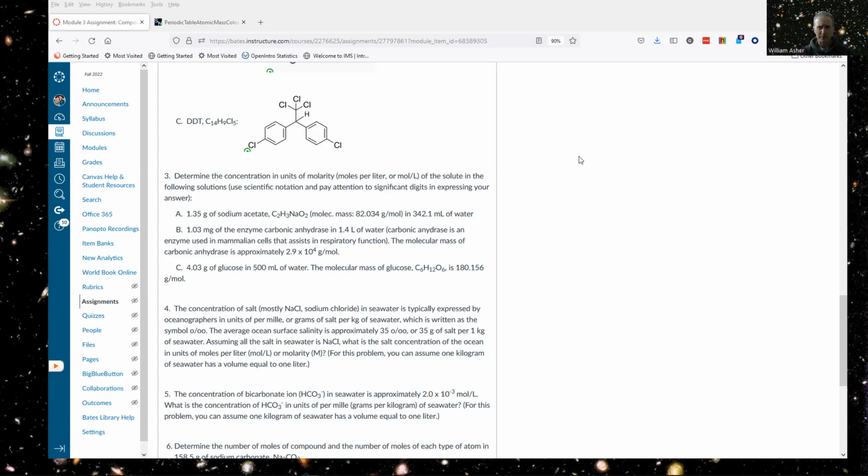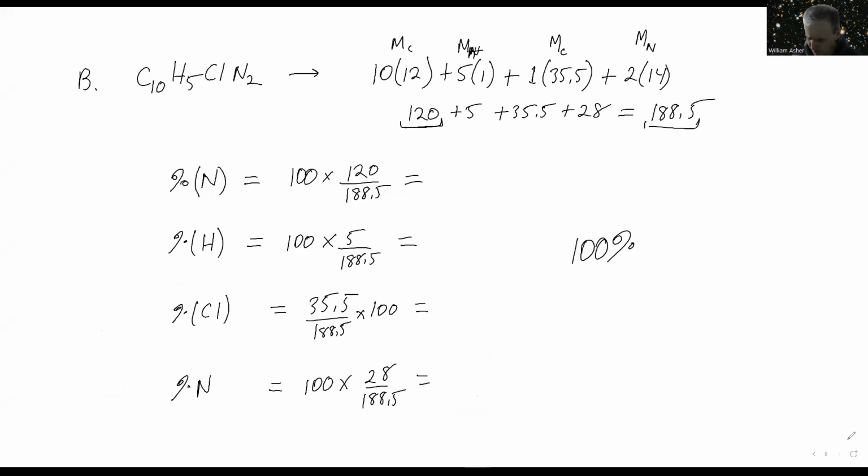So now let's go back over here to our whiteboard. Get a blank screen. And here's what we know. We have 1.03 milligrams of carbonic anhydrase, which I'll abbreviate as CA, okay? And we have 1.4 liters of water. And we know that the molecular mass of carbonic anhydrase is 2.9 times 10 to the fourth grams per mole.